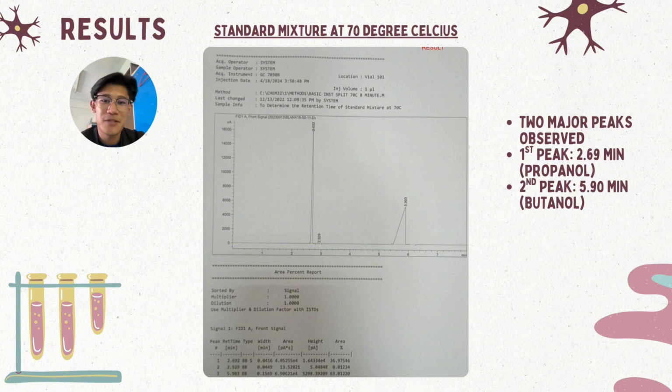Moving on, this chromatogram represents the standard mixture analyzed at 70 degrees Celsius. Now, two major peaks are observed. The first peak appears at around 2.69 minutes, which closely matches the retention time of propanol. The second major peak appears at approximately 5.9 minutes, which corresponds to butanol. Now, the identification of each compound is done by comparing the retention time of the unknown peaks with those of the individual standards analyzed earlier under the same conditions. Therefore, the earlier eluting peak is assigned to propanol, while the later peak is assigned to butanol.